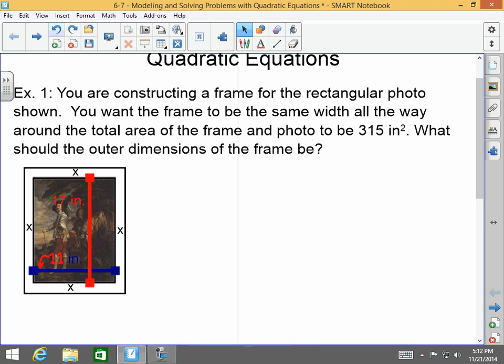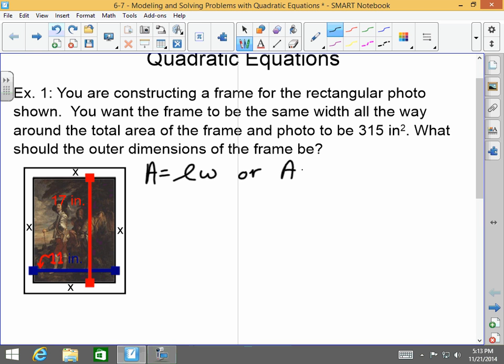So again, you are constructing a frame for a rectangular photo shown. You want the frame to be the same width all the way around, and the total area of the frame and photo to be 315 square inches. What should the dimensions of the frame be? Well, okay. First of all, when we're talking about area of a rectangle, please remember the formula for the area of a rectangle. Area of a rectangle equals length times width or base times height. Same thing, same difference there.